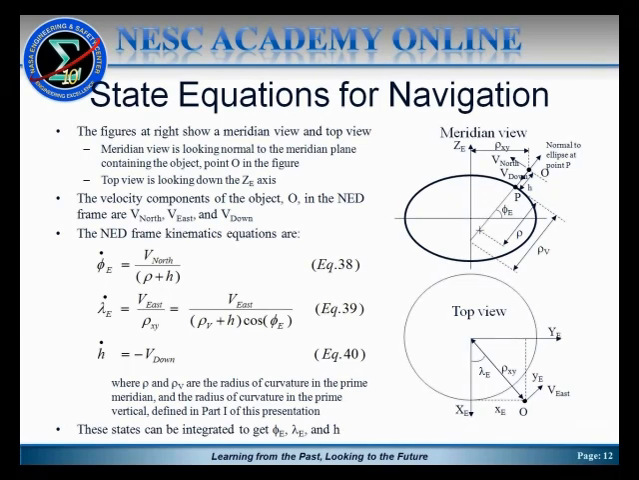And so once the time derivatives of geodetic latitude, geodetic longitude, and geodetic altitude have been computed using these equations, they can be integrated then to propagate the rate of change or the value at any given time in the future.